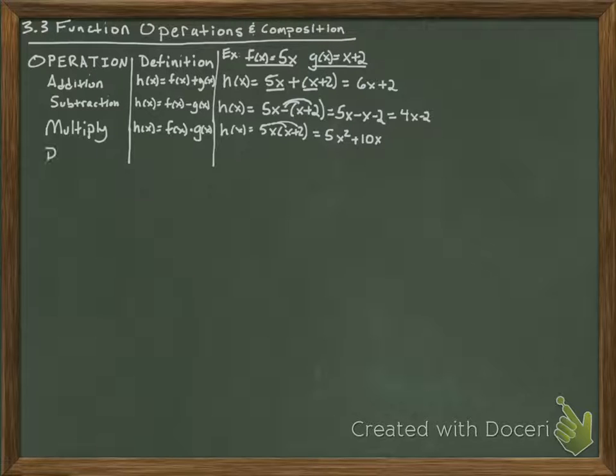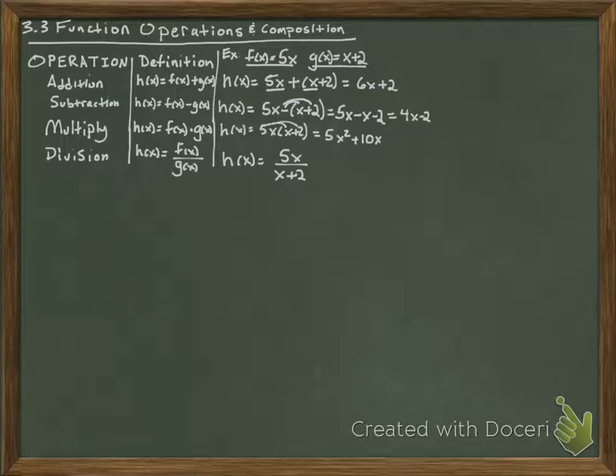Moving on to division. So in division, the function h of x is created by the quotient of f of x over g of x. So if we take our example, all we have to do is the function f of x, 5x, and divide it by x plus 2.